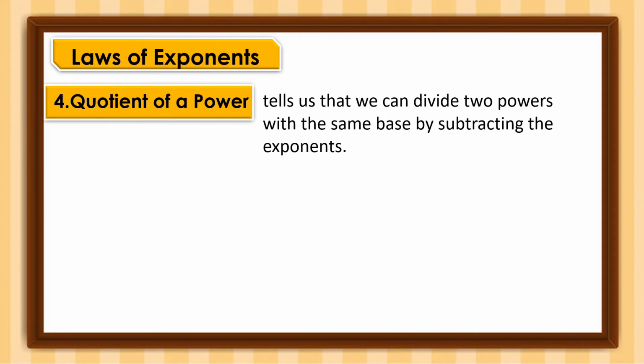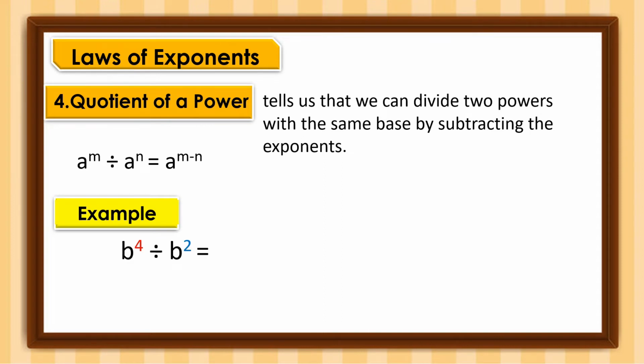So it tells us that we can divide two powers with the same base by subtracting the exponents. So here's an example. A raised to m divided by a raised to n is equal to a raised to m minus n. So if we have b raised to 4 divided by b raised to 2, they have the same base, which is b, and the operation is division. Therefore, let's just subtract the exponents. So b raised to 4 minus 2, and that is equal to b squared.